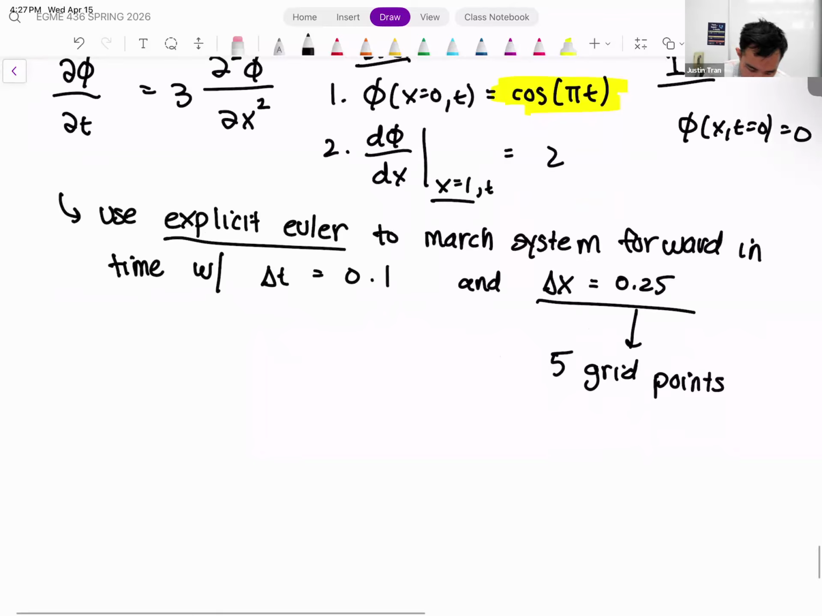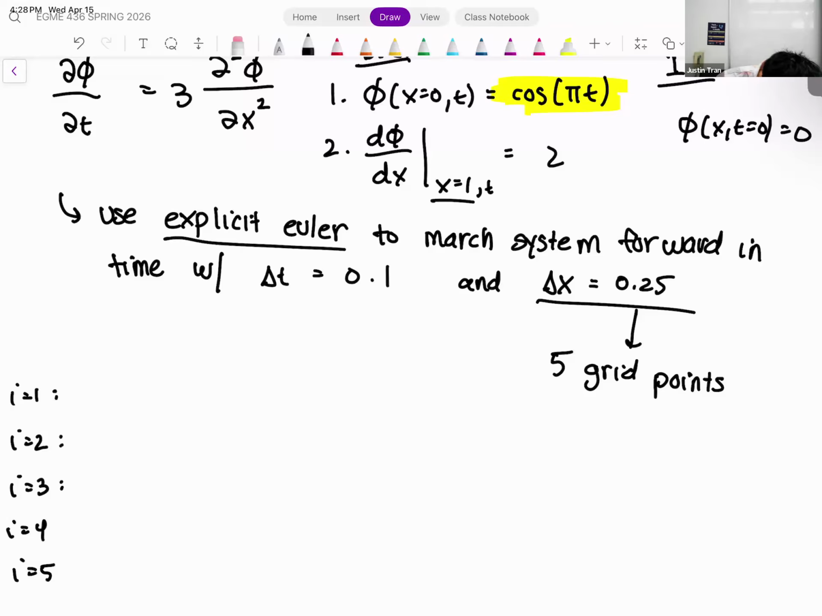And that means for each of our grid points, we're going to have a time advancement equation. Since we're using explicit Euler, it's going to be an explicit equation. So you have i equal to 1, i equal to 2, i equal to 3, i equal to 4, i equal to 5. We have phi 1 n plus 1, phi 2 n plus 1, phi 3 n plus 1, phi 4 n plus 1, phi 5 n plus 1.